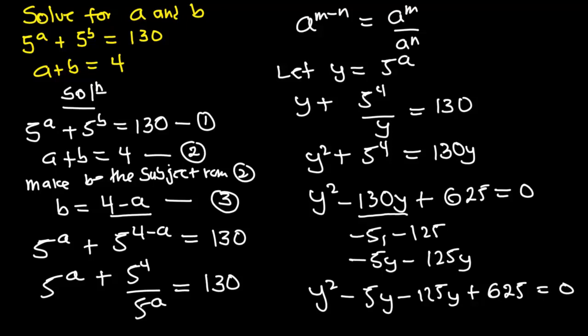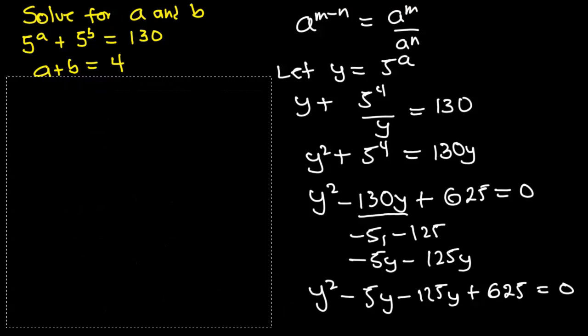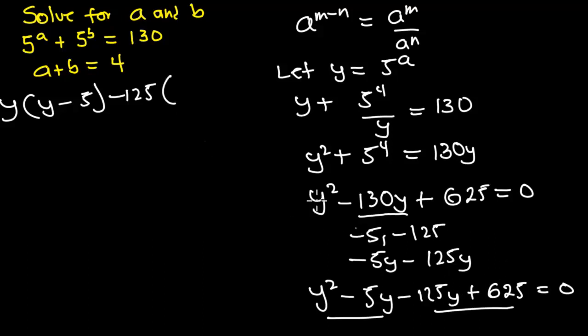And so let's clean this side. Now from here I'm going to factorize this in batches, the first two terms and the last two terms. So let's go ahead and do that. From here you can factorize out y, and you are left with y minus 5. And over here we can factorize out negative 125, and you'll be left with y minus 5. And this will be equal to 0.